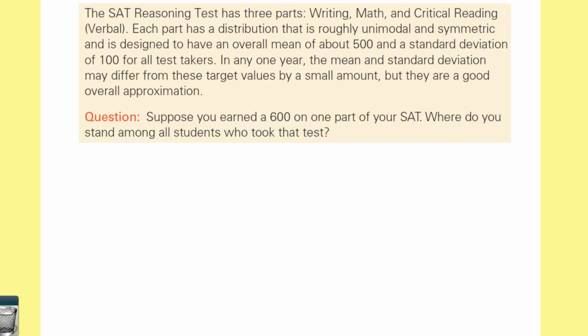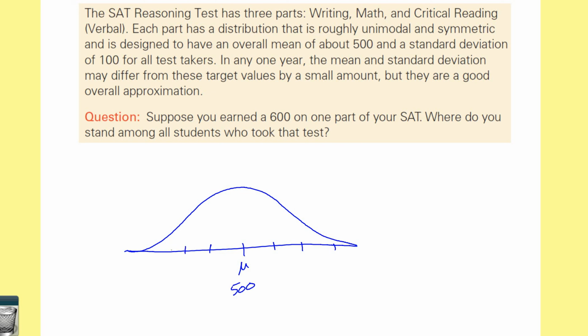A big one that you will typically see is the SAT, PSAT, any standardized testing. Here we have an overall mean of about 500 and a standard deviation of 100 for all test takers. Suppose you earned a 600 on one part of your SAT. I am big on pictures, so let's draw our normal model. Here is where our mean is going to be, a mean of 500, and we typically do 1, 2, 3, 1, 2, 3. I did not do a very good job with that.